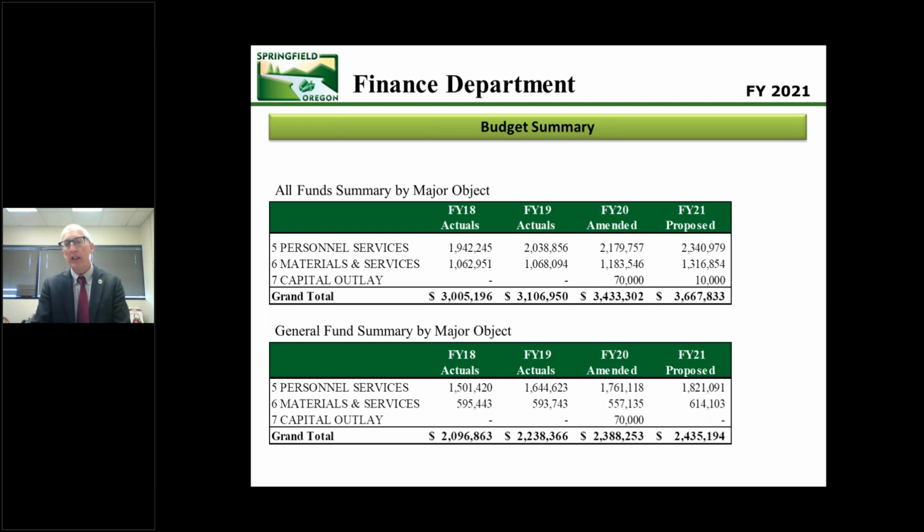And then again, the capital outlay is for the video arraignment equipment. It was a one-time project that happened in fiscal year 20, and we don't have anything like that happening in fiscal year 21.